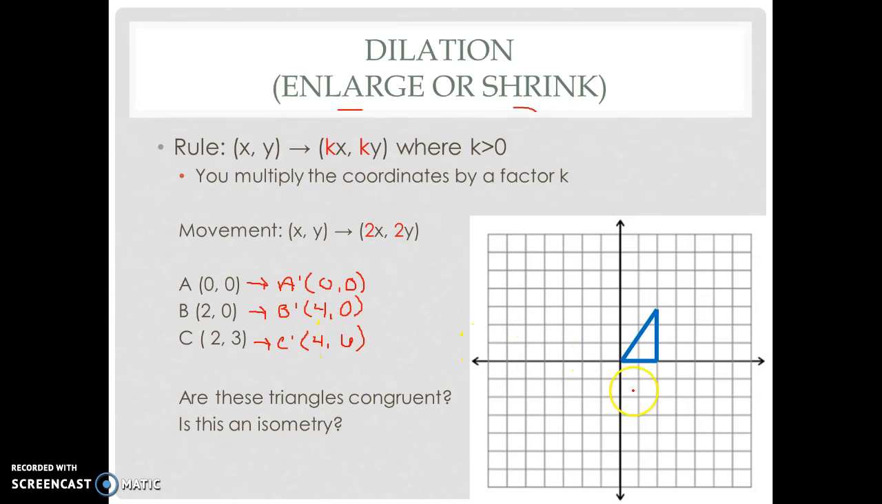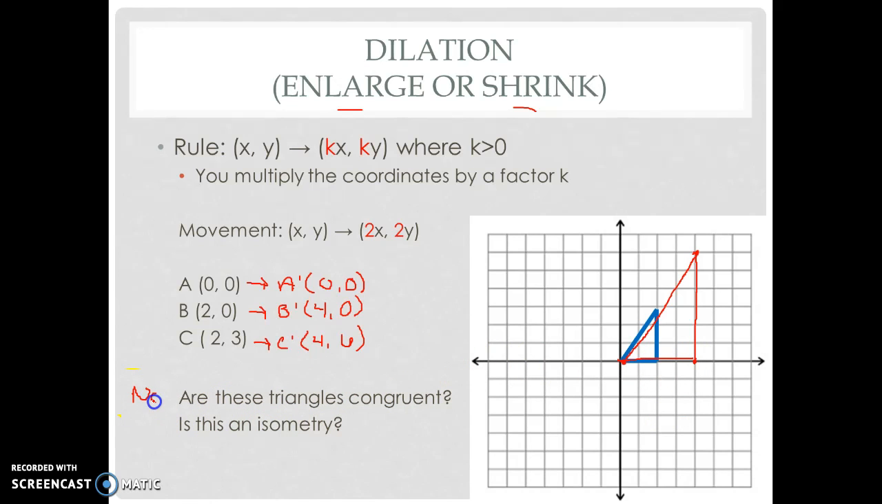So these are our new points we want to plot. So 0, 0, 4, 0, and 4, 6. So 1, 2, 3, 4, 5, 6. So here is our C prime, and then again we're going to connect these points and look at the shape we have. So if you notice, our red triangle is much larger than our blue triangle. So the size definitely changed. The side lengths changed. The area definitely changed. We're looking at a much larger triangle.